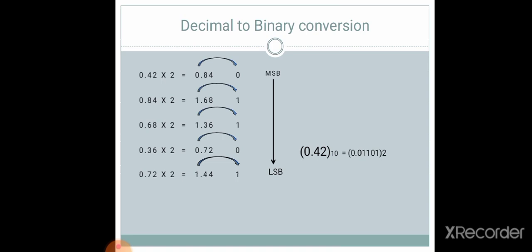So what is the procedure? Copy your answer from top to bottom, that is MSB to LSB. Always you have to copy your answer from MSB to LSB, but the position is different here. Here MSB appears at the top. In the previous conversion MSB was at the bottom.